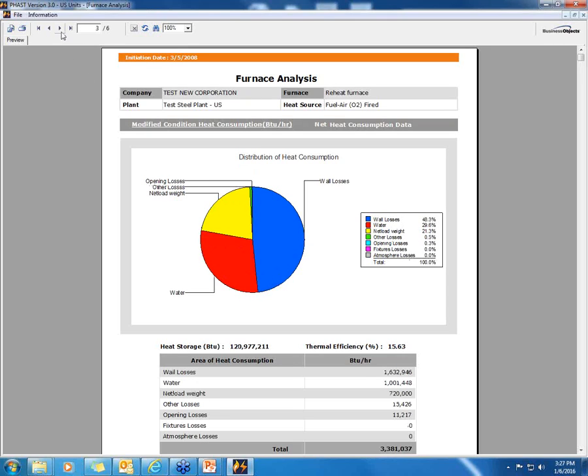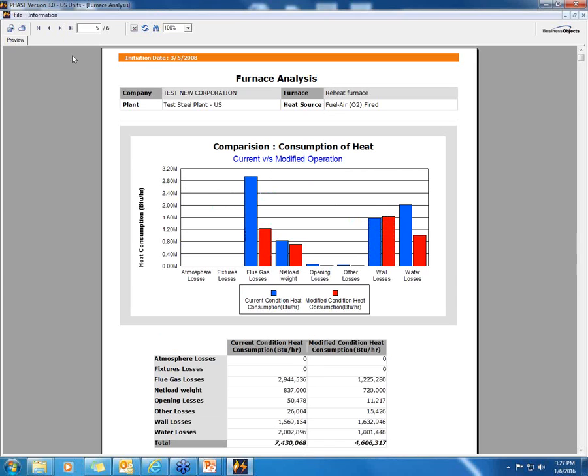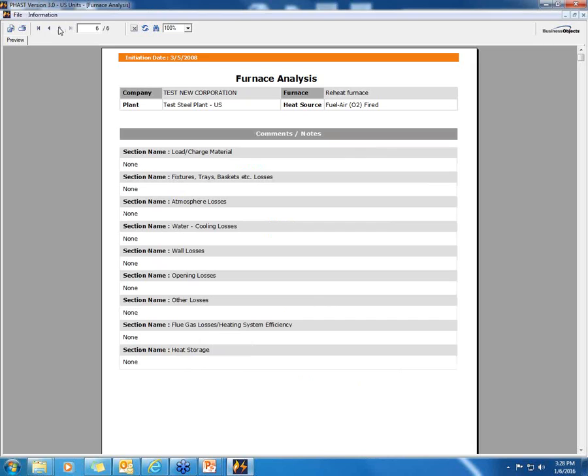And then modified condition. And in the end, you will see a comparison between current and modified operation: flue gas losses in the current condition, flue gas losses in the modified condition, and the difference between those two, which is the energy savings. And then in the end, whatever notes we added when we did the energy assessment on individual equipment.